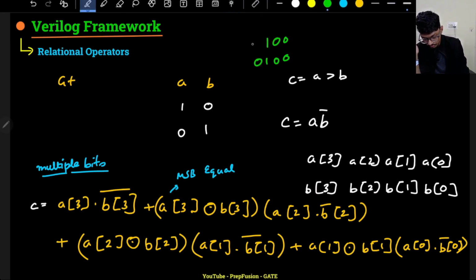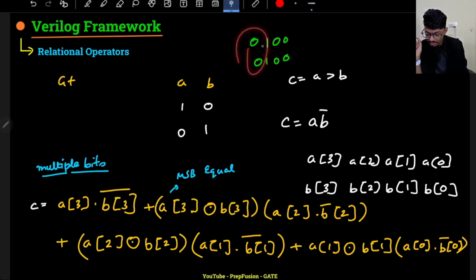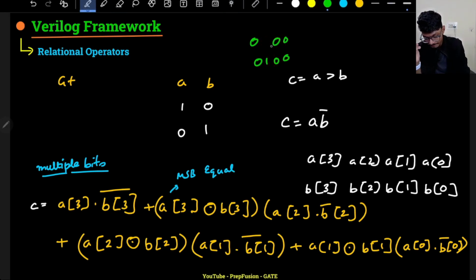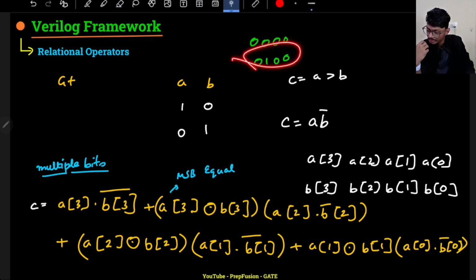So now if I make this equal, that means these two numbers are equal, then I will check the next highest weightage number. Next highest weightage number is this one. Again these two are equal. If these two are equal, again I will check the next highest weightage number. Let's say here if this is 0 and this is 1, okay, that means what? Again the number B became higher than A, so it should evaluate 0.